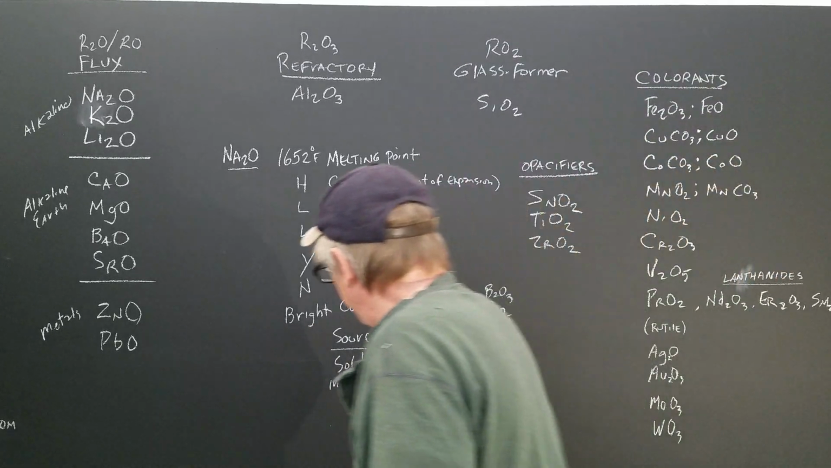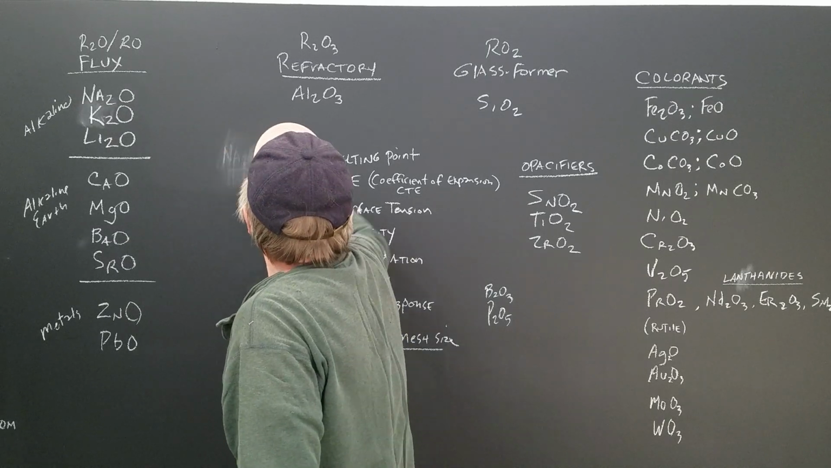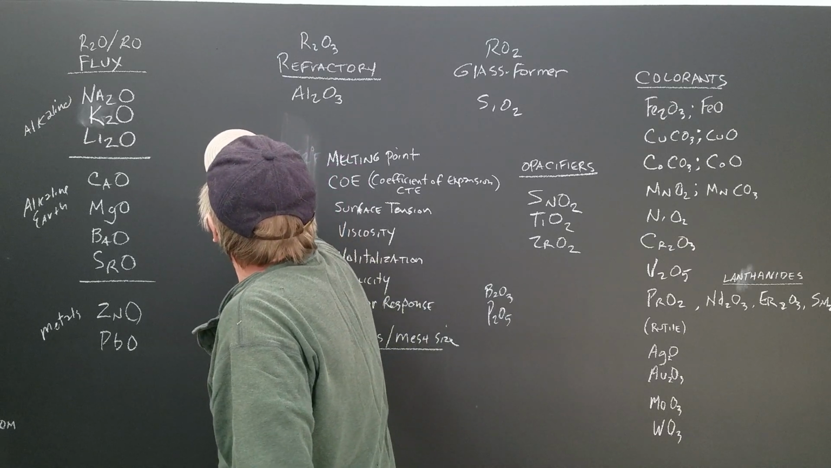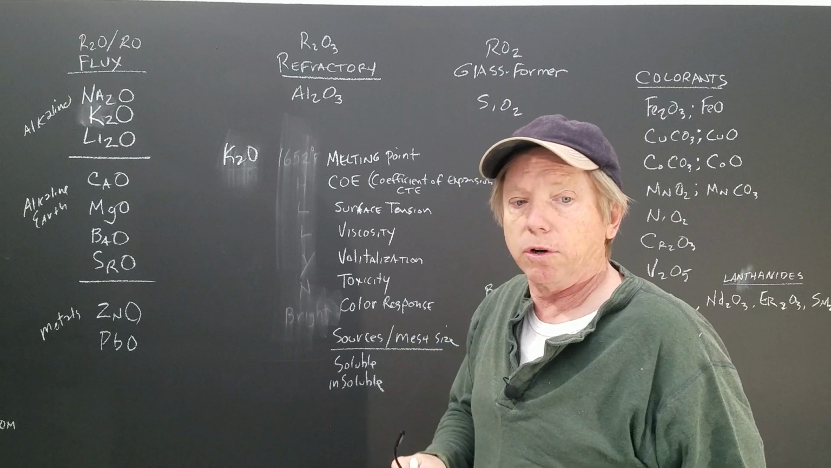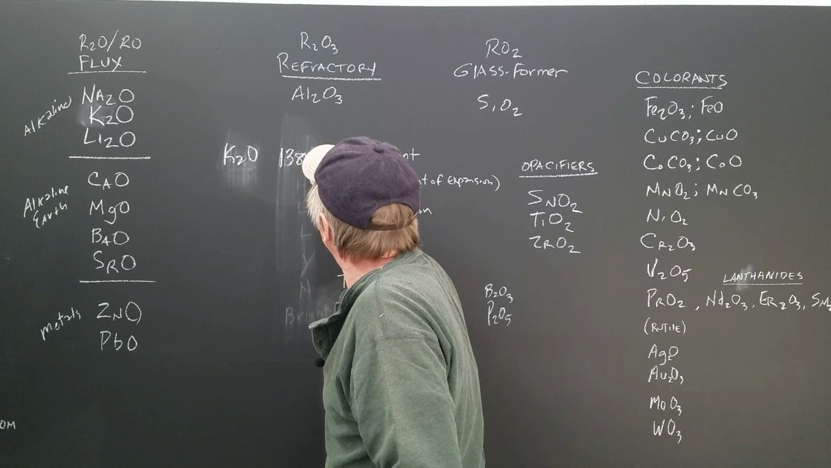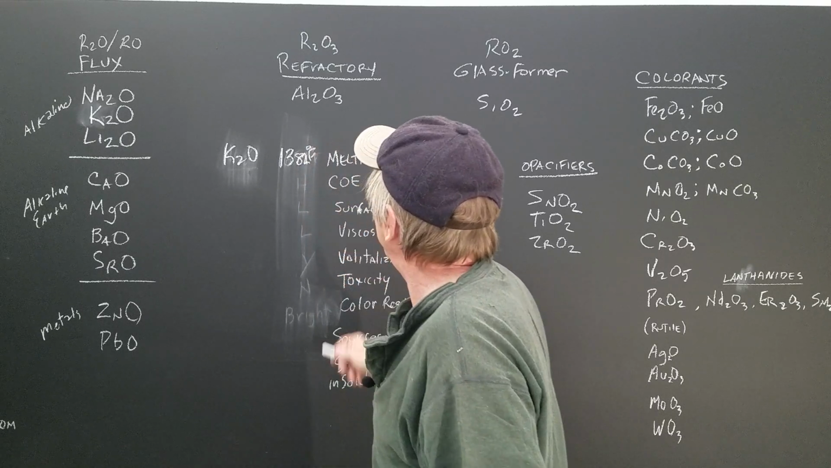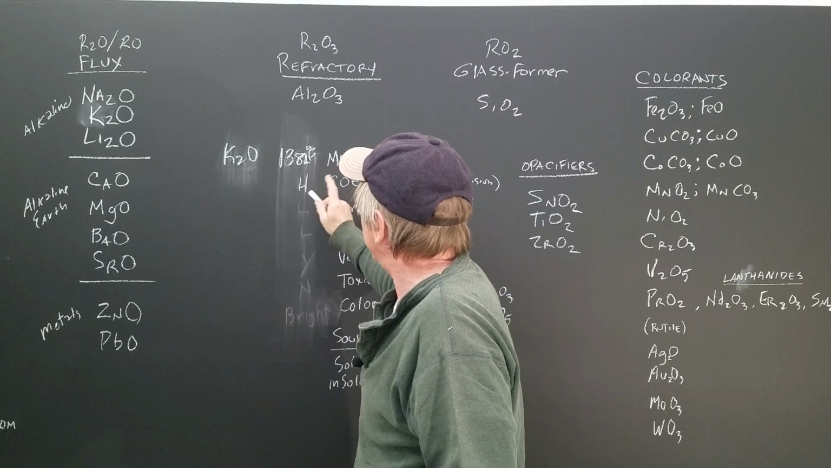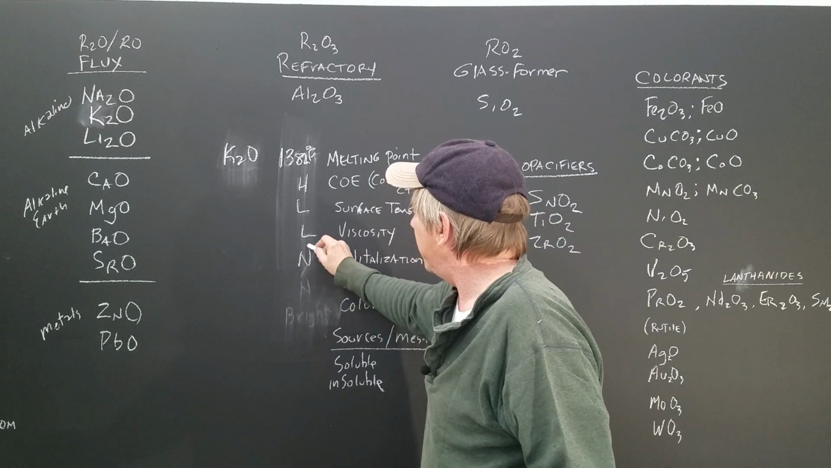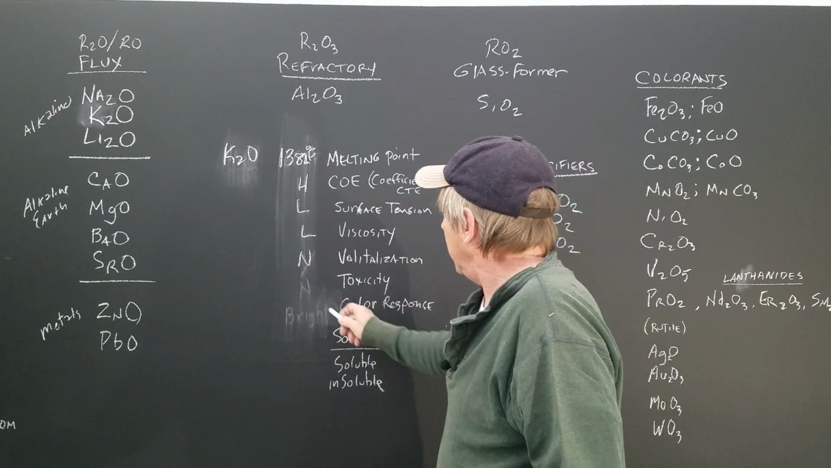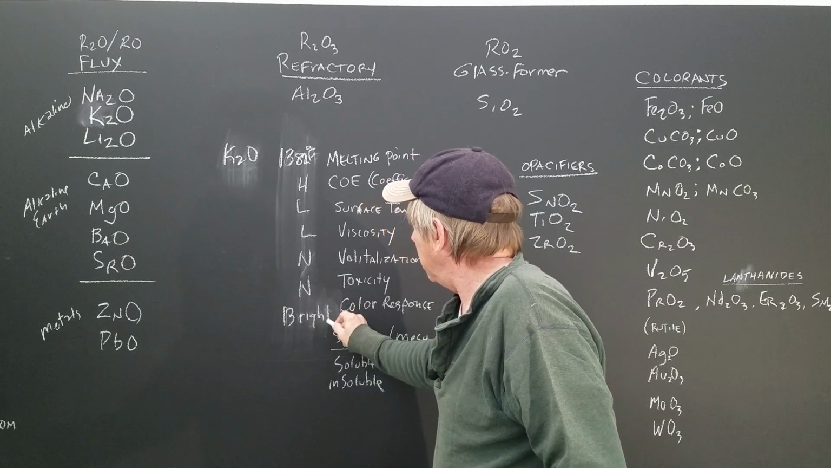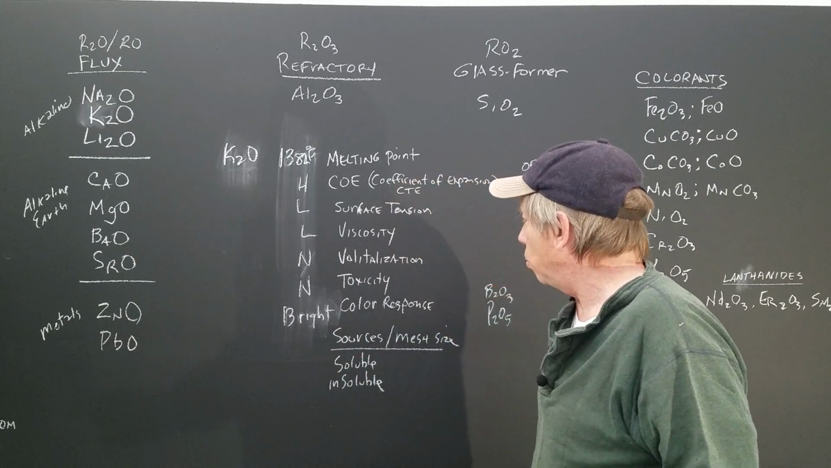Now we're going to do, see how my eraser works. Now I should have mainly left all those up there because sodium and potassium are very similar. So this melts at 1382 Fahrenheit. And so that's very low. It's got a high coefficient of expansion, may cause crazing, low surface tension, low viscosity, does not volatilize like sodium, not really that toxic, bright glazes.